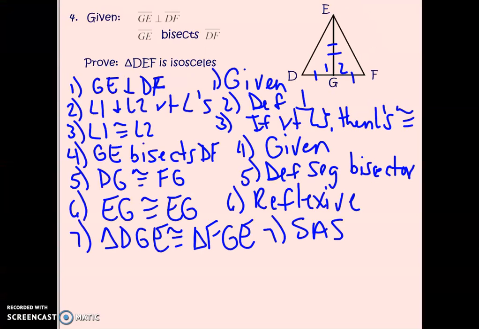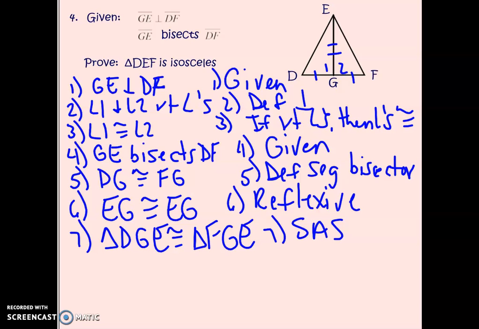Alright, so this time we're going to prove the triangles are congruent by side angle side. So we've got perpendiculars, which give us right angles. Since we have right angles, angles 1 and 2 are congruent. We're bisecting segment DF. So DG is congruent to FG, which gives us our second congruent part. And then EG is congruent to itself using the reflexive property. That makes triangle DGE congruent to triangle FGE. I have to match up my corresponding parts.